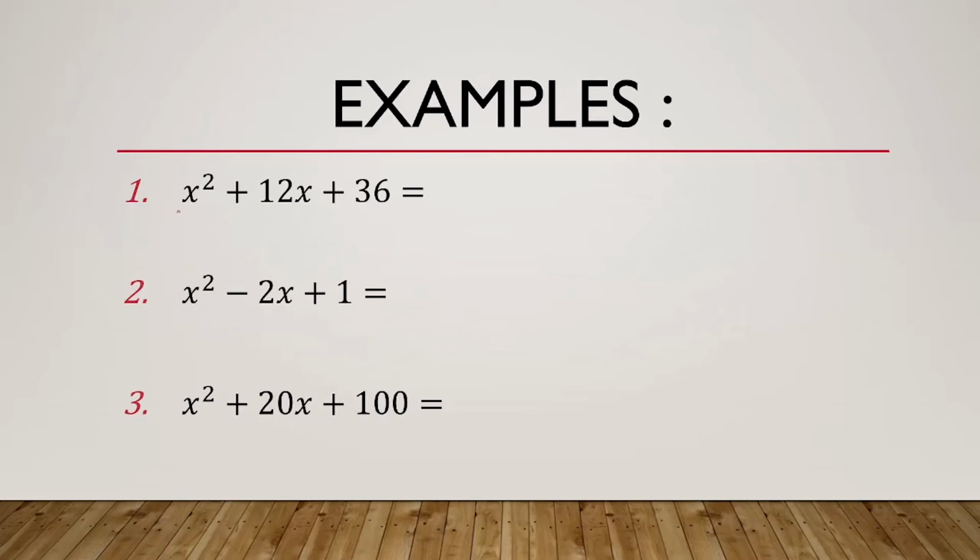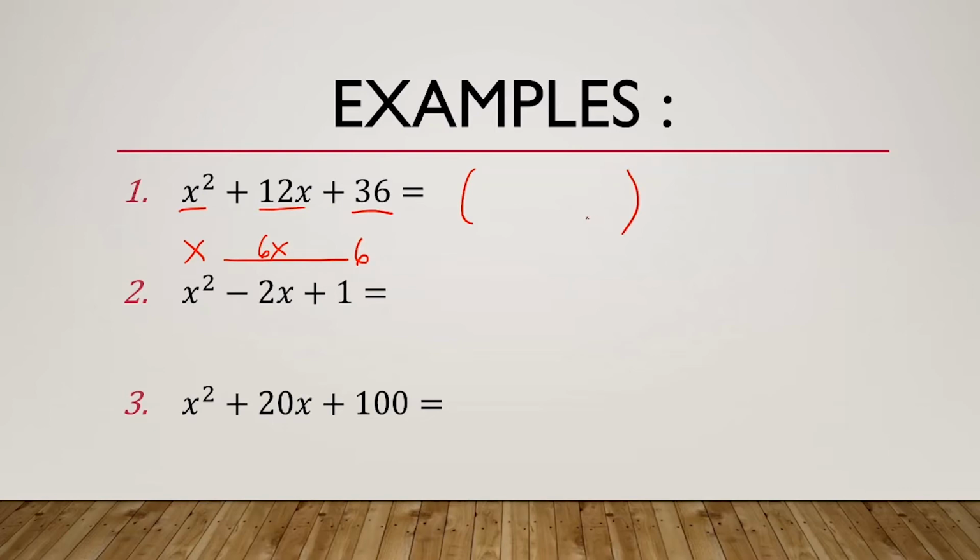First, get the square root of the first term, square root of the last term, and get the product of the two terms. We have 6x. Then times 2, we have 12x. So we can say this trinomial is a perfect square trinomial.